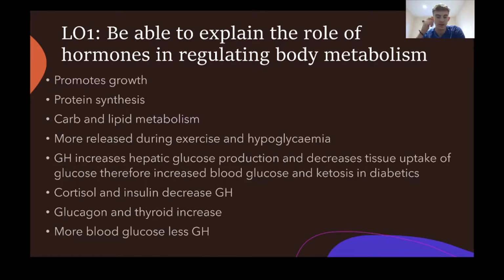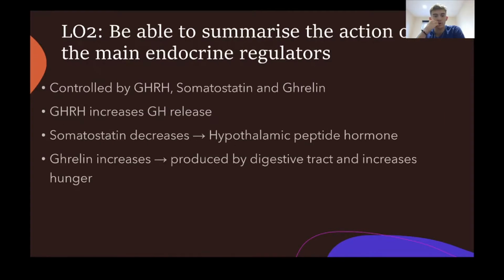So some of the hormones that have an effect on the growth hormone, cortisol, so our stress hormone, as well as insulin, both decrease it. However, on the opposite side, we've got glucagon and thyroid, which increase it. Also, as we talked about, more is released during hypoglycemia, during hyperglycemia, so when there's high blood glucose, less growth hormone is released. And what else controls it?